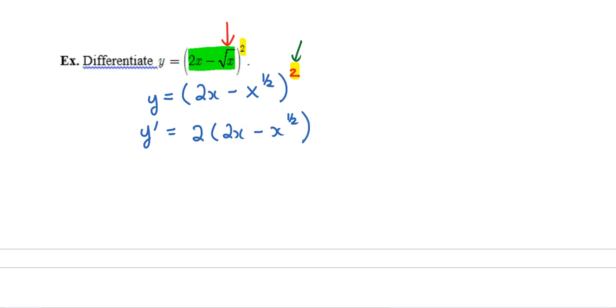Alright, so now that we've applied the derivative to the outside function, we just need to take the derivative of the inside function, which is highlighted here in yellow. How do you take the derivative of the inside function? Well, what's the derivative of 2x? The derivative of 2x is just 2, minus, what's the derivative of x to the power of 1/2? Well, apply the power rule. That will give you 1/2 x to the power of negative 1/2, close bracket, and then you're done.